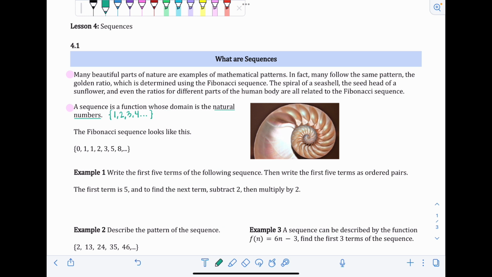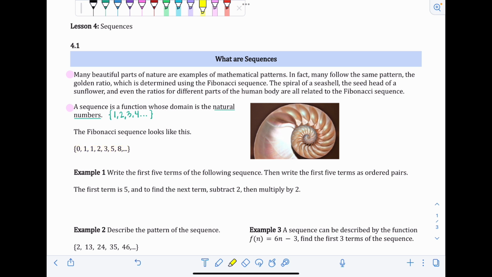And then the Fibonacci sequence is 0, 1, 1. It's not a typo, there are two 1s. Then 2, 3, 5, 8. So 0, 1, 1, 2, 3, 5, 8, and that pattern will continue forever. I personally find it kind of hard to recognize the pattern the first time. The two 1s throw me off. It's not like you're adding the same amount each time.